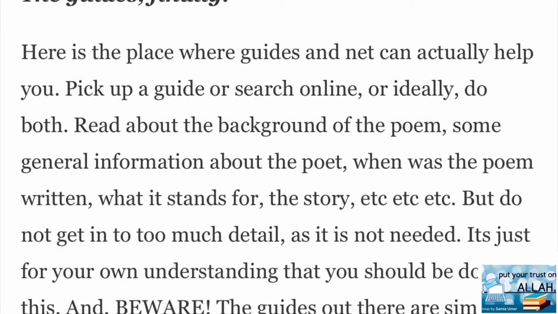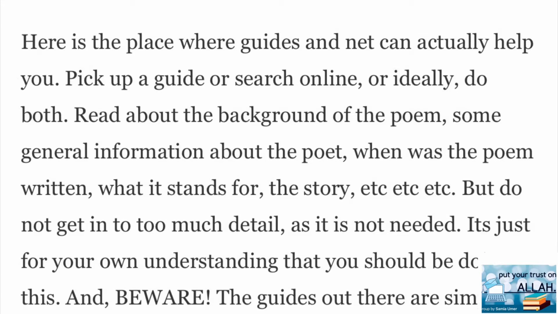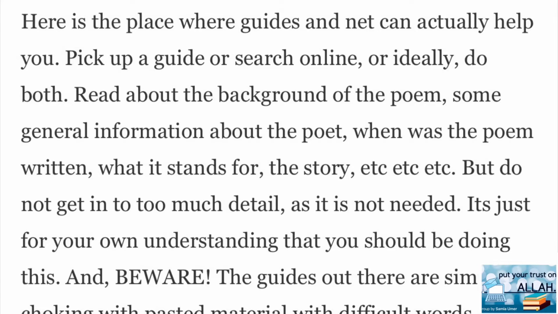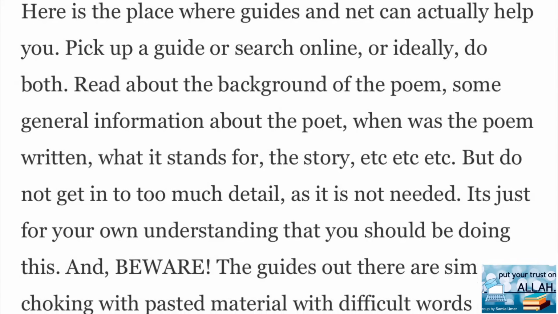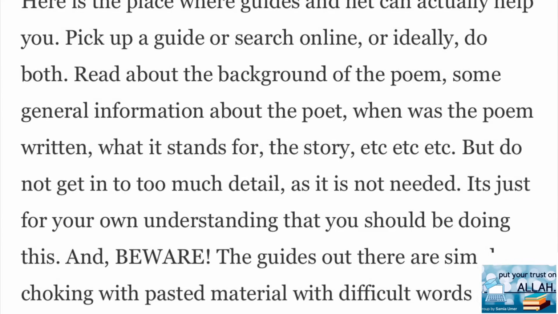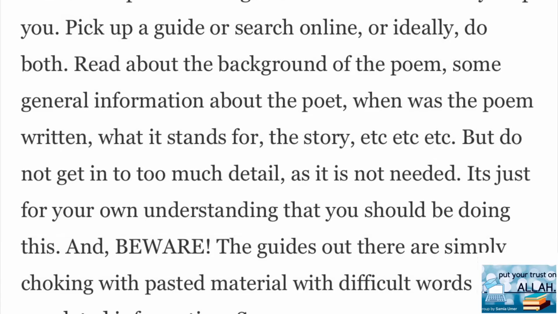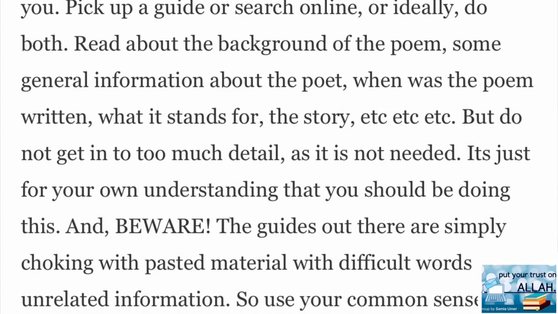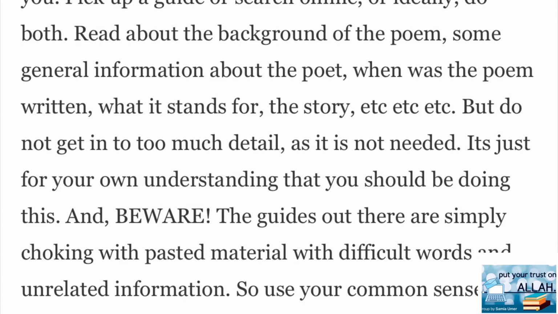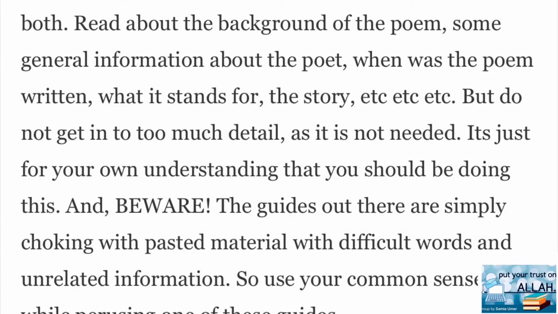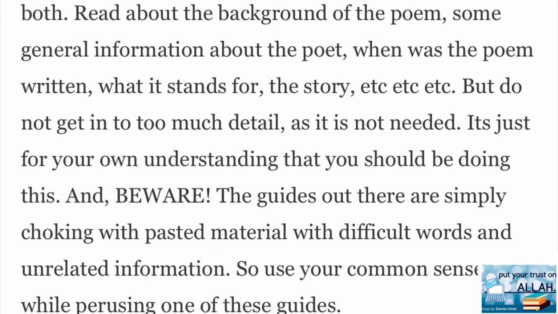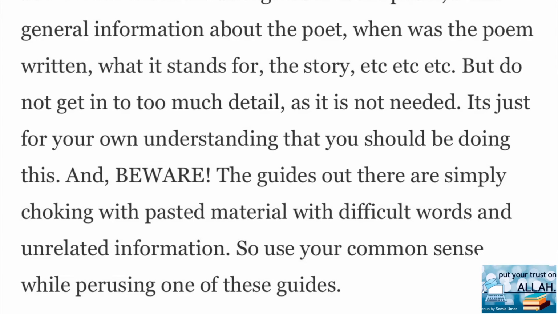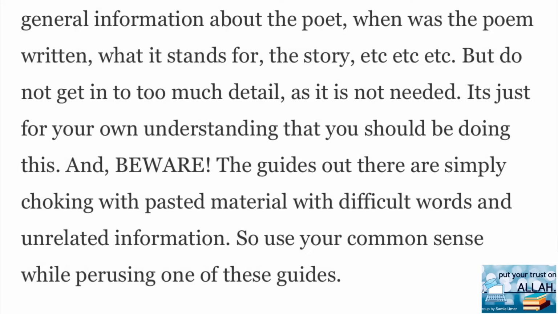Read about the background of the poem, some general information about the poet, when the poem was written, what it stands for, the story, etc. But do not get into too much detail as it is not needed. It's just for your understanding that you should be doing this. And be aware, the guides out there are simply choking with pasted material with difficult words and unrelated information. So use your common sense while pursuing one of these guides.